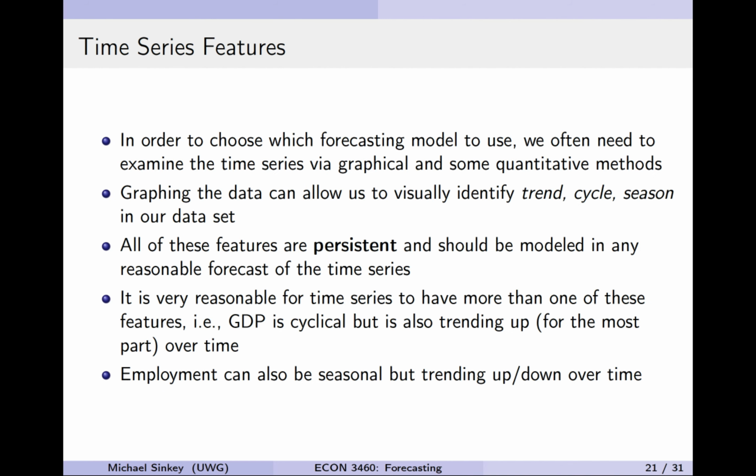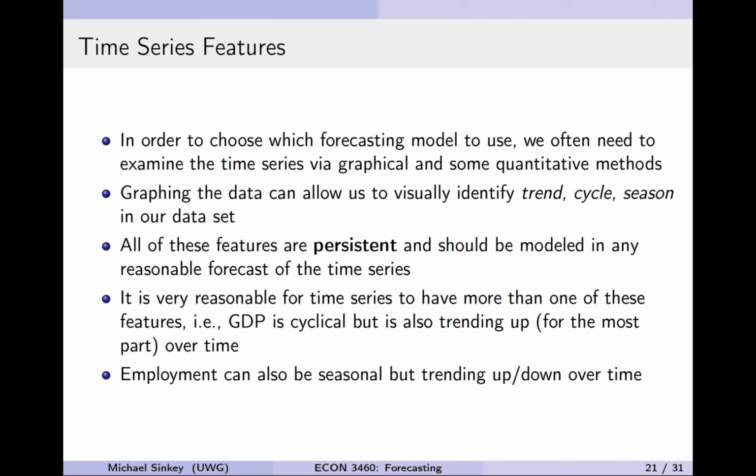So, it's also reasonable for a time series to have multiple features. GDP is cyclical. You think of the business cycle, that's a macroeconomic concept. There are peaks, there are troughs. We go into booms, we go into busts. But since World War II, GDP has been trending up. And so there is a positive trend with GDP, even though some periods it exhibits this cyclical behavior.